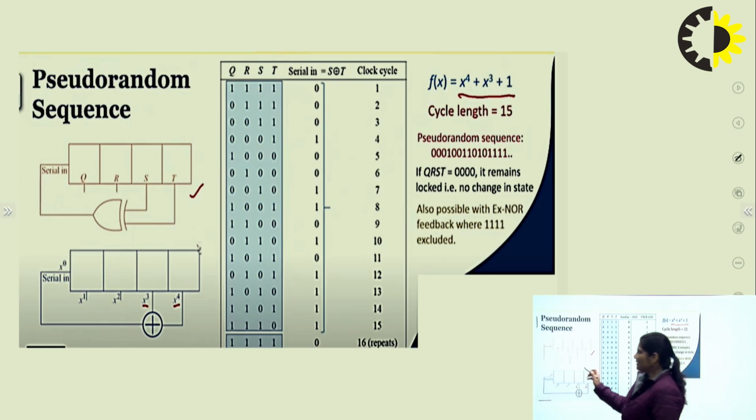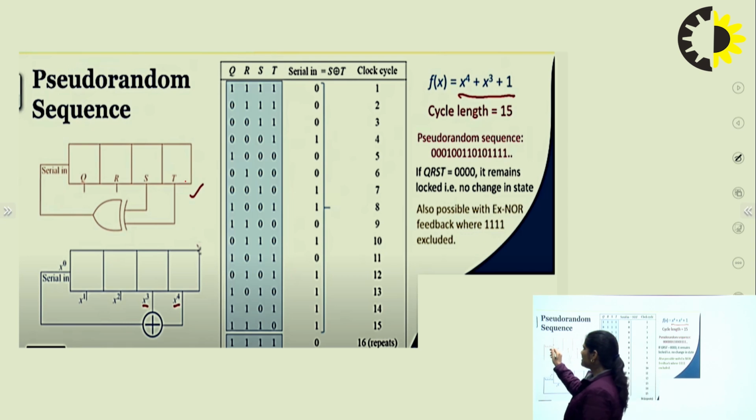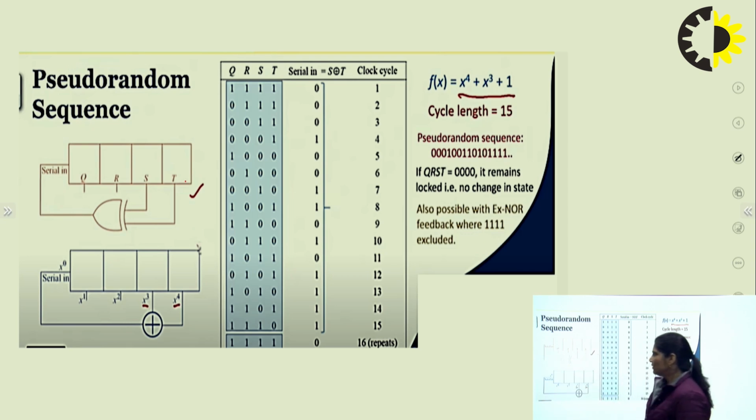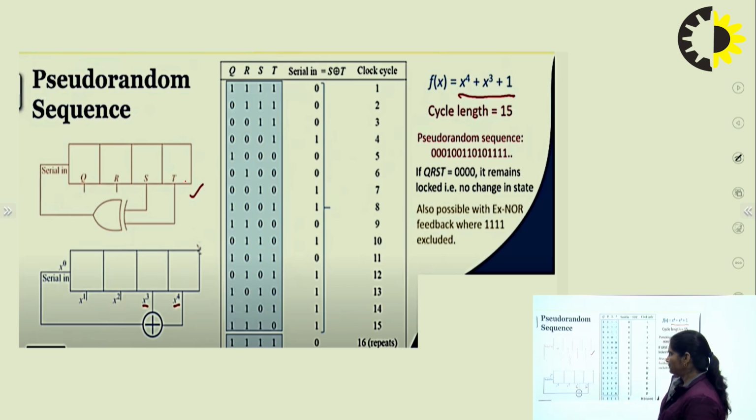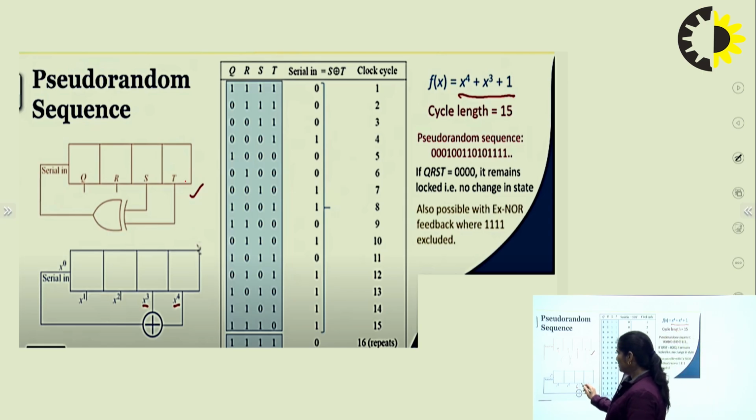You can take another example of a pseudo-random sequence. Here are flip-flops Q, R, S and T, and two inputs of the XOR gate are connected with S and T. The output of this XOR gate is the input to the first flip-flop Q. It means there is an XOR gate connected between X3 and X4, and we get the output in the form of X0.